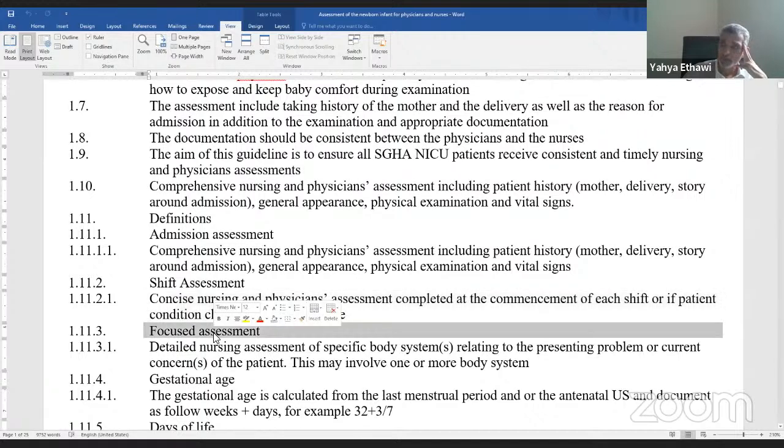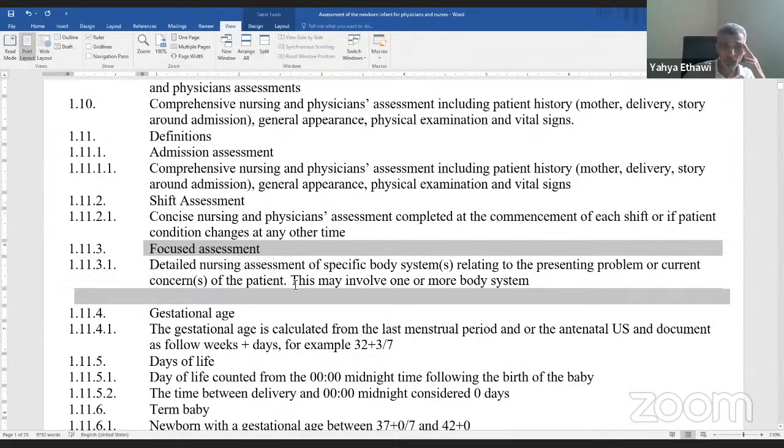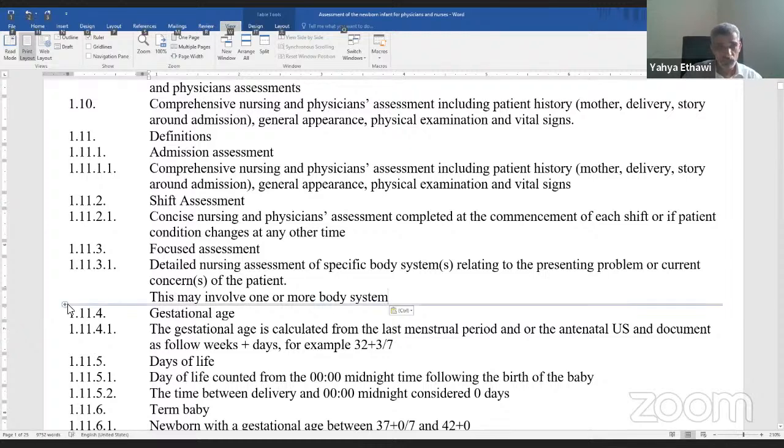We have a focused assessment. Focused assessment means we're focusing on one particular body system when we do crisis management. So the baby has had his or her assessment, has had the concise assessment, but a problem arises between that. So the assessment should include that particular body system that we are concerned about. So it is important to remember this type of assessment.